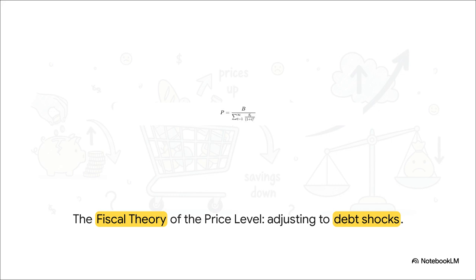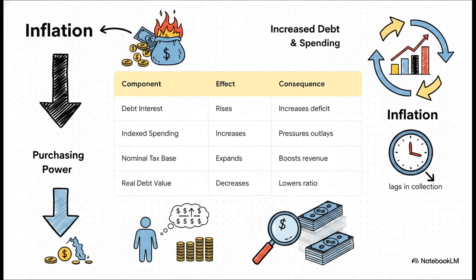If the public believes the government won't raise taxes or cut spending to eventually pay off its debt, the price level basically has to rise immediately. Inflation spikes to deflate the real value of that debt until it aligns with the government's perceived ability to pay. So, the relationship between inflation and the fiscal deficit is this constant, intense push and pull.